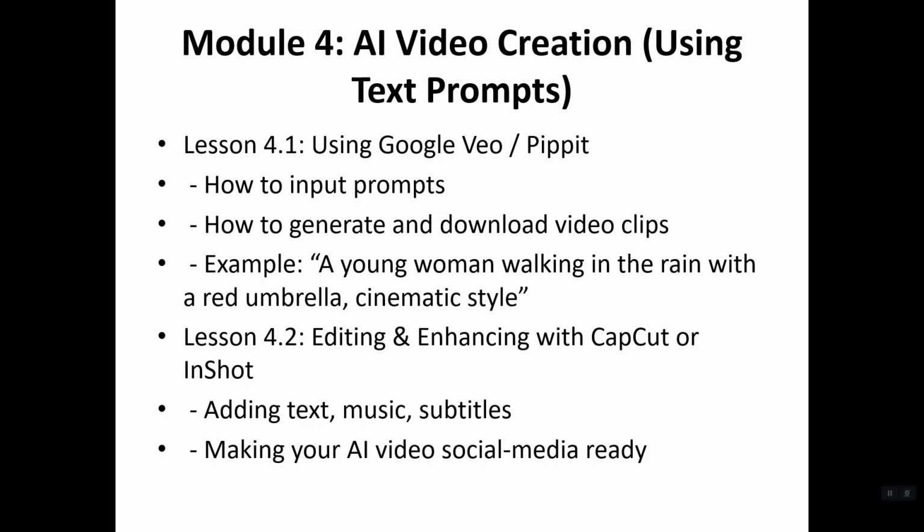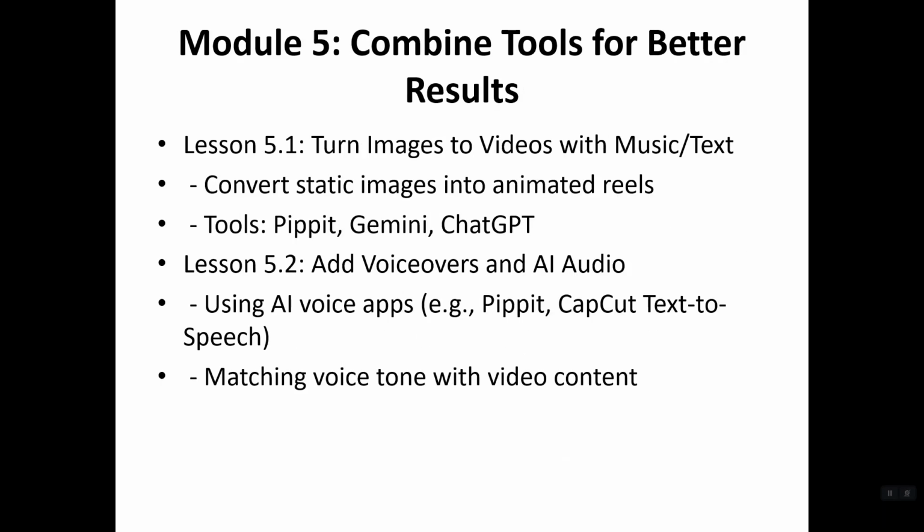Editing and enhancing with CapCut. Okay, just CapCut. I'm not using InShot. Adding text, music, subtitles, making your AI video social media ready. Combine tools for better results. That will be module 5. Turn images to videos with music, text, convert static images into animated reels using Pipit, Gemini, ChatGPT. Add voiceover and AI audio using an AI voice app, text to speech, matching voice tone with video content.